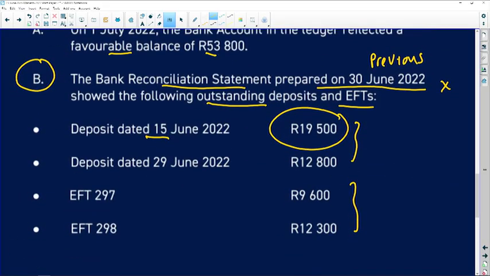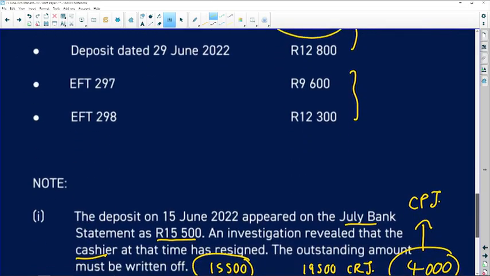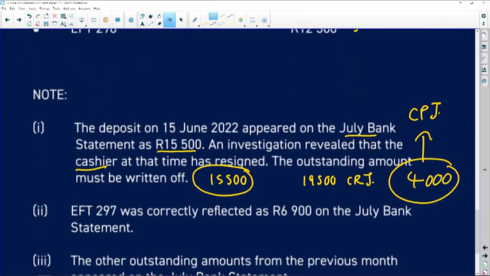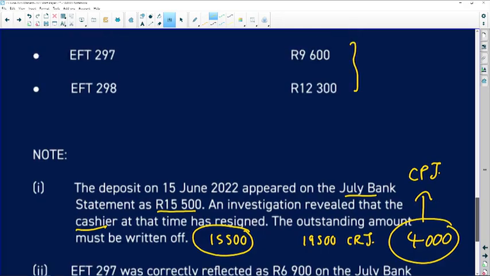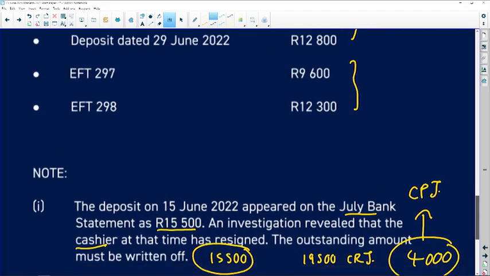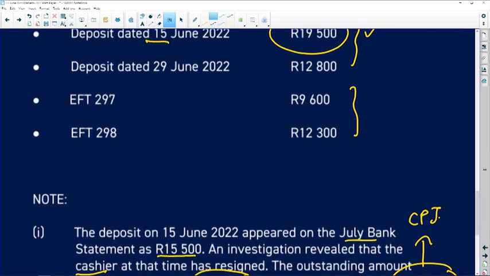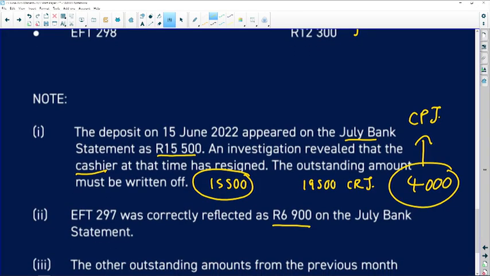Let's now move on to the next part of our reconciliation statement for the previous month. Okay, so this amount we've now sorted. Let's now move on. So information 2, EFT 297 was correctly reflected as 6,900 Rand in the July bank statement. So again, if we look at EFT 297, there we go, 297. So in our CPJ, we obviously recorded this amount incorrectly as 9,600, but according to the info given, it appeared correctly on the bank statement as 6,900.